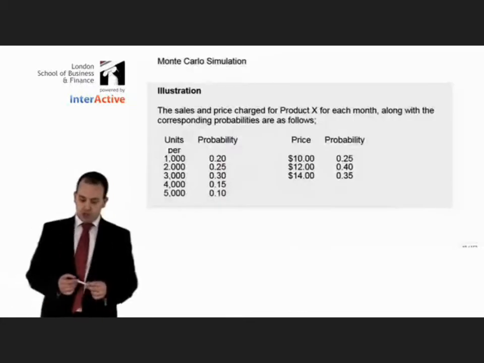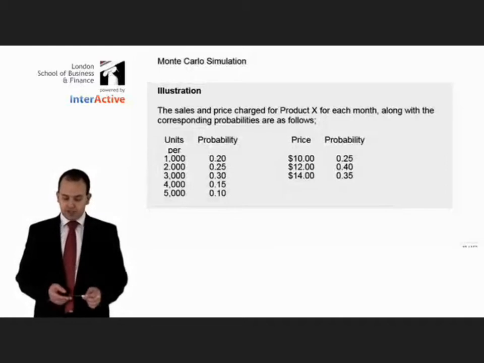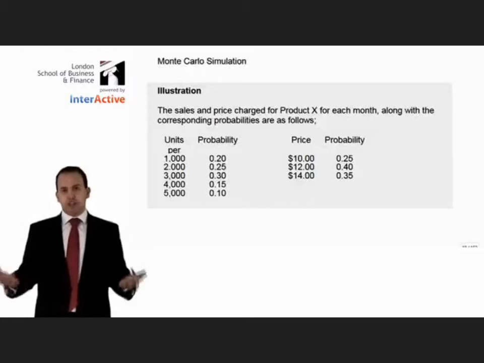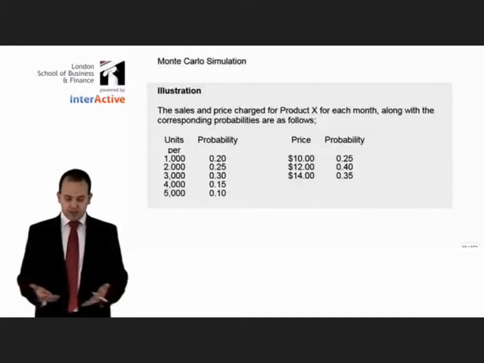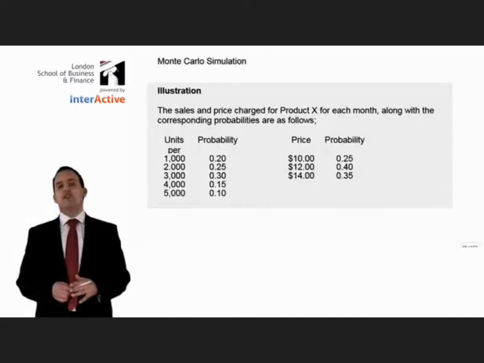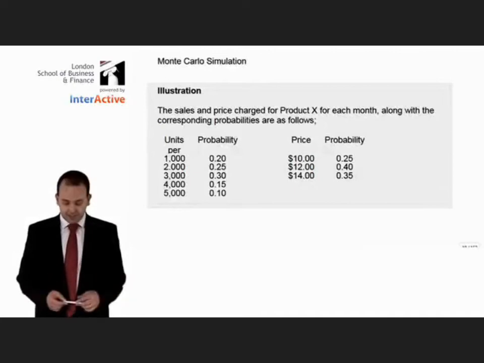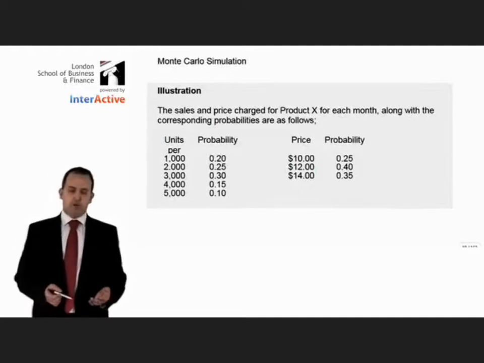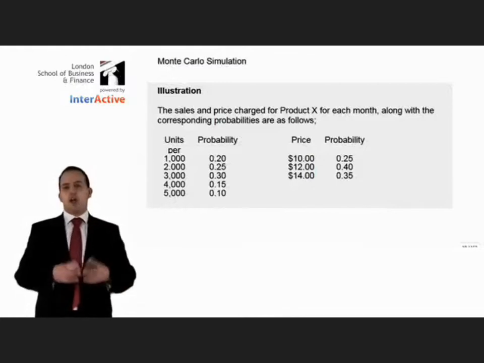The sales and prices charged for product X for each month, along with the corresponding probabilities, are as follows. So we have a number of units that we could actually sell during this period. We may sell 1,000 units, 2,000, 3,000, 4,000 or 5,000 units. And the probability of each one of these 5 events occurring has been calculated as 0.2, 0.25, 0.3, 0.15 and 0.1.